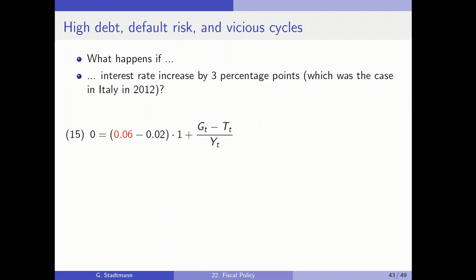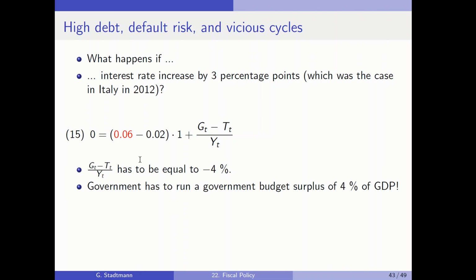Let's assume that a shock happens. What happens if the interest rate increases by 3 percentage points? This was the case for Italy in the year 2012. So, how does the answer to this question change in case the interest rate is not 3%, but 3 percentage points higher, so that the real interest rate is equal to 6%? Let's compute this once more.